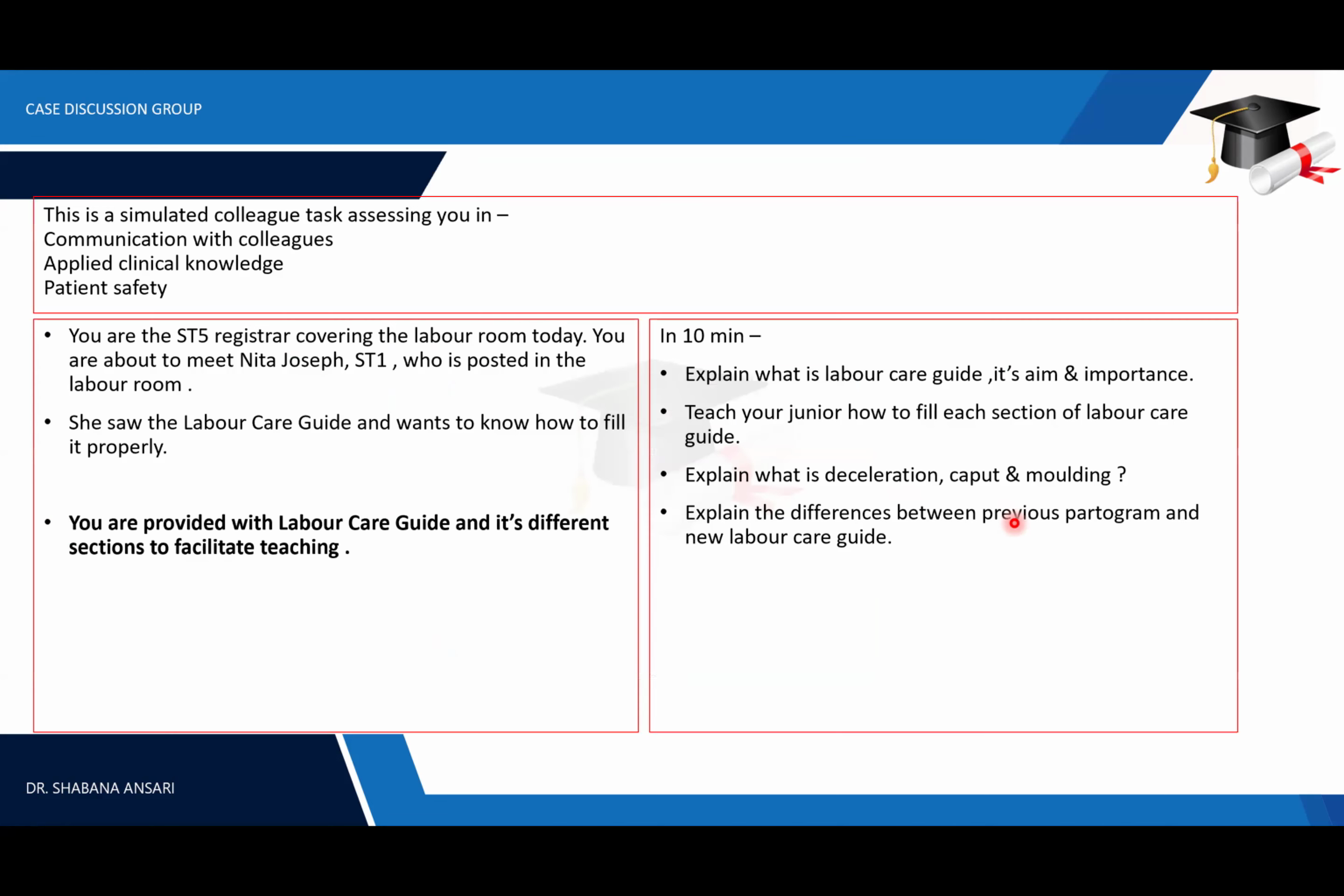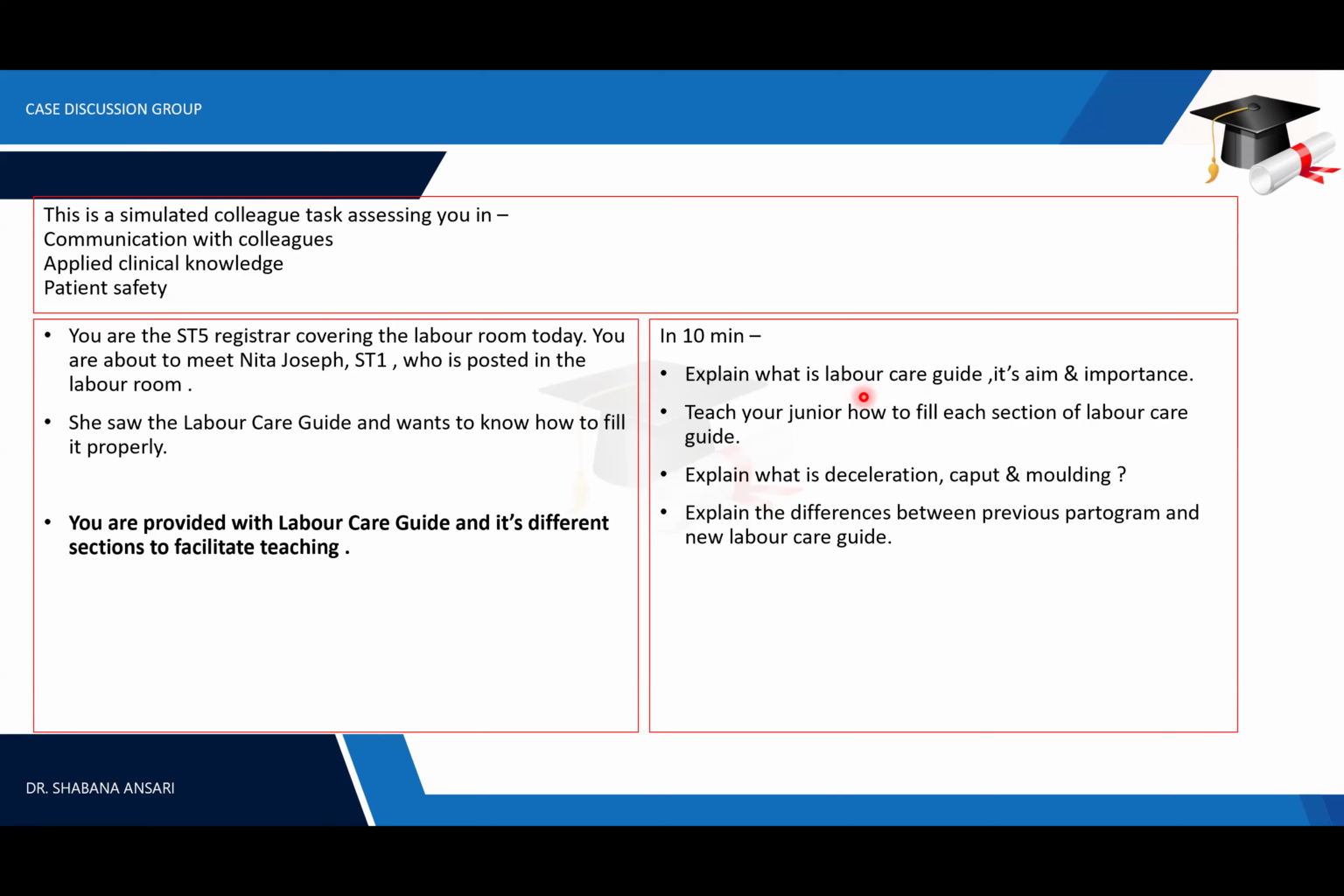Okay, now there was one question left. Explain what is labor care guide and its aim and importance. Just 3-4 lines. Can anyone say? Can I try, Khushbu or Sindhu? Kazi, I'm also trying. Yes, okay, try. If you volunteer, start, please.